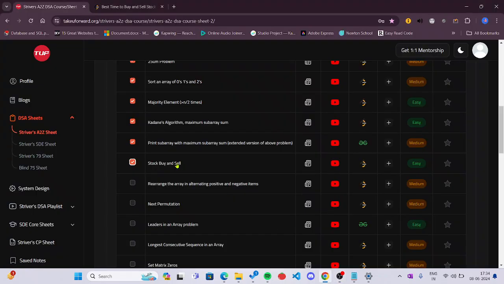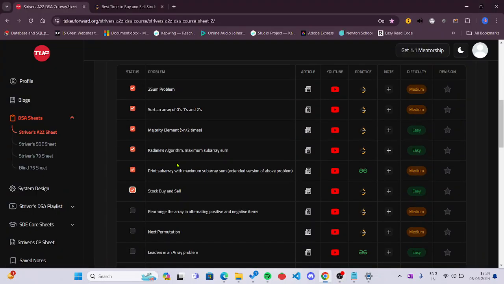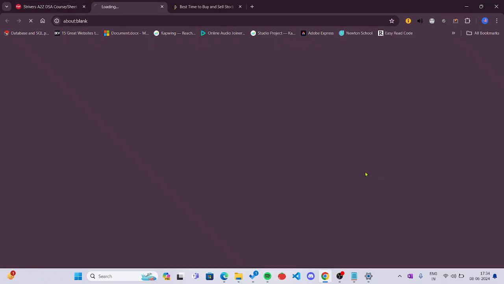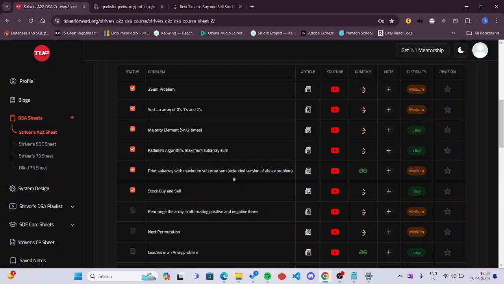Hi everyone, welcome back to the Strivers A to Z sheet, and today we'll be solving this question, that is print subarray with maximum subarray sum, extended version of above problem. So here we have done the maximum subarray sum, right? But in this question we will be solving a similar type of question.